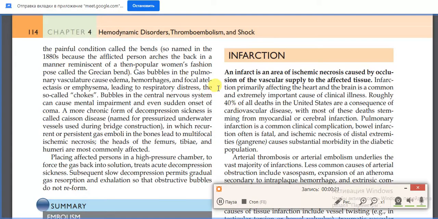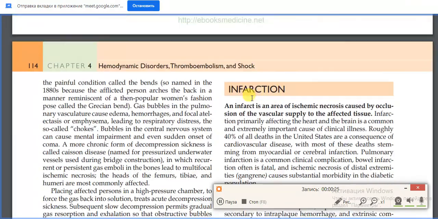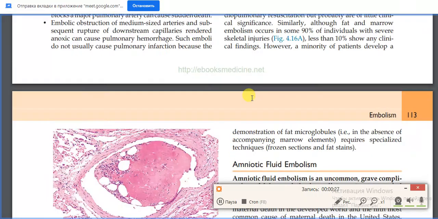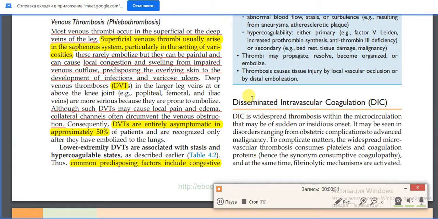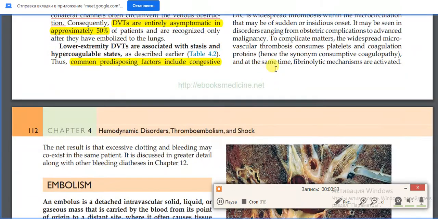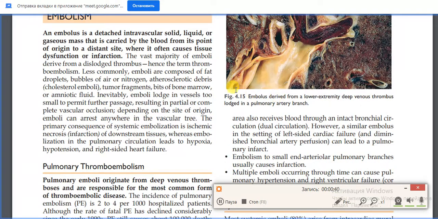So where we stopped last time. I remind you with a short introduction. What did we discuss last time? We discussed the fate of thrombi. What is disseminated intravascular coagulation? Very superficially we discussed it, but later we'll discuss it in much more detail next semester.